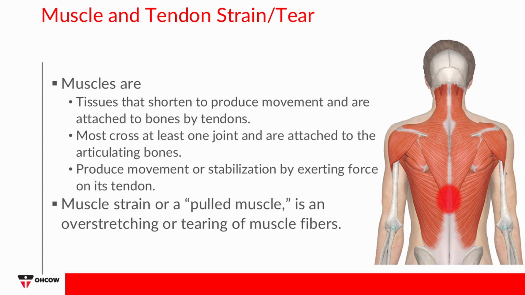Muscle and tendon strain or tear. Muscles are contractile tissues that shorten to produce movement within the body and are attached to bones by tendons. Most muscles cross at least one joint and are attached to the articulating or moving bones that form that joint. Muscles produce movement or stabilization by exerting force on their tendon, which in turn pulls on its attachment, bone. Muscle strain or a pulled muscle is an overstretching or tearing of muscle fibers.